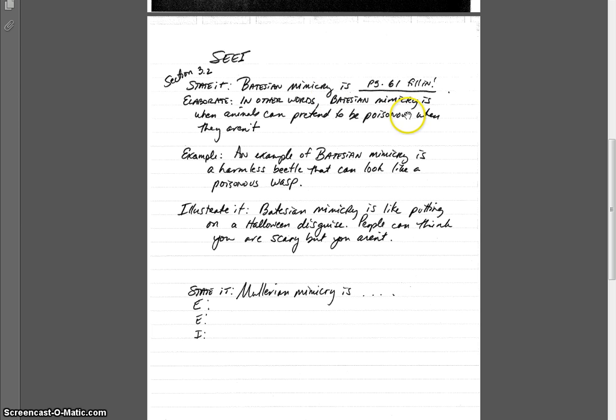So in other words, Batesian mimicry is when animals can pretend to be poisonous when they aren't. And an example of that, from the book, is this harmless beetle that actually looks like a very poisonous and dangerous wasp. And then to illustrate it, this is what Batesian mimicry is like.